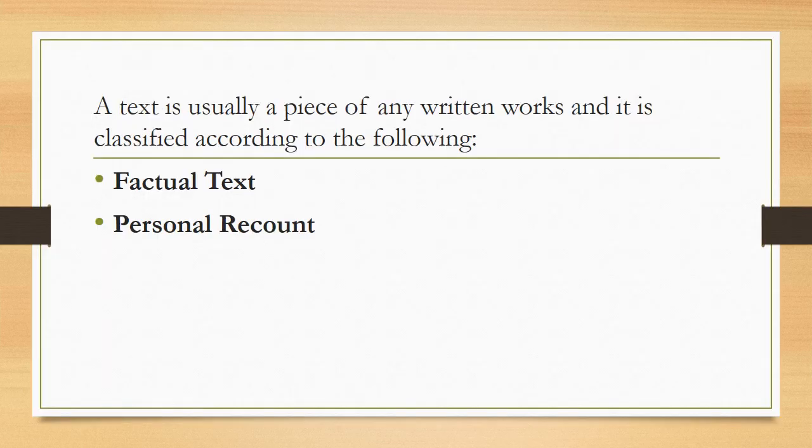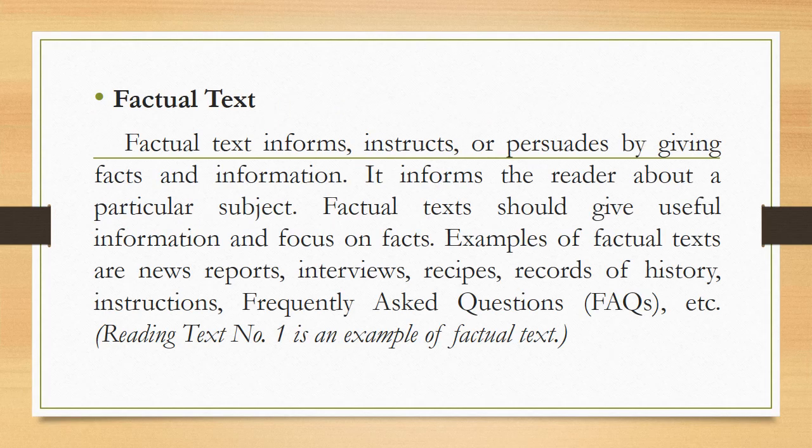Now let's begin. A text is usually a piece of any written works, and it is classified according to the following. We have factual text and personal recount. Okay, so let's understand these two. Factual text informs, instructs, or persuades by giving facts and information. It informs the reader about a particular subject. Factual text should give useful information and focus on facts. Examples of factual text are news, reports, interviews, recipes, records of history, instructions, frequently asked questions or facts, and so on.